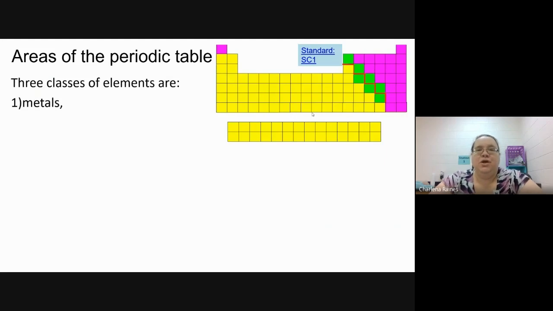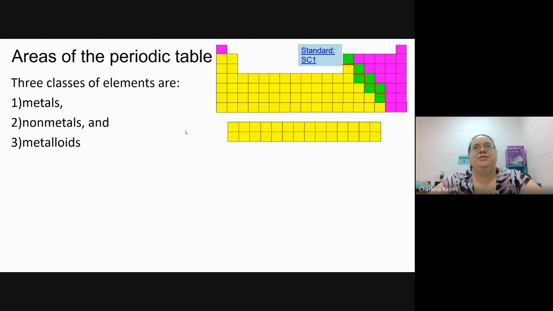So your metals are the ones that are yellow on my new graphic. They are the ones that are on the left side of that bold line. The only exception, of course, is hydrogen. Hydrogen is on the left of the line, but it's not a metal. Our nonmetals are on the right side of the line. And those nonmetals plus hydrogen are not metals. So in between the two, we have our metalloids.